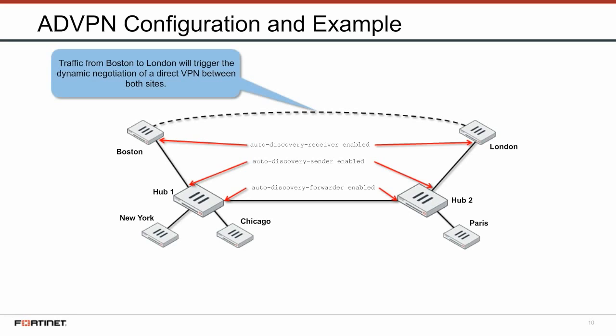When London receives the IKE message from Boston, it stores the PSK and replies with another IKE information message that contains London's public IP address. After the reply arrives at Boston, the dynamic tunnel is negotiated between both peers. The negotiation will succeed because London is expecting a connection attempt from Boston's public IP address.